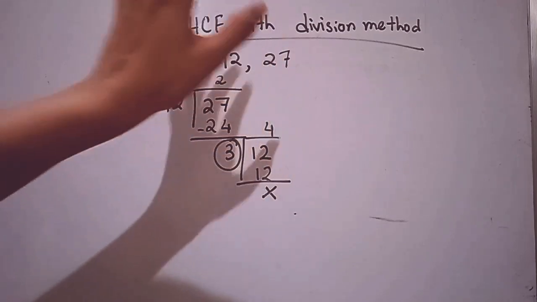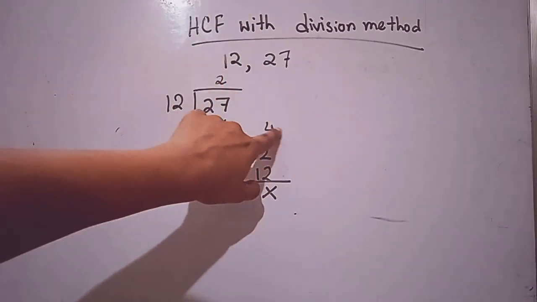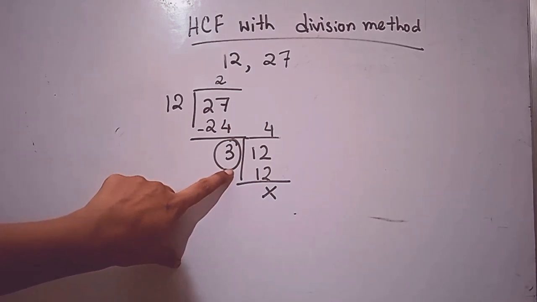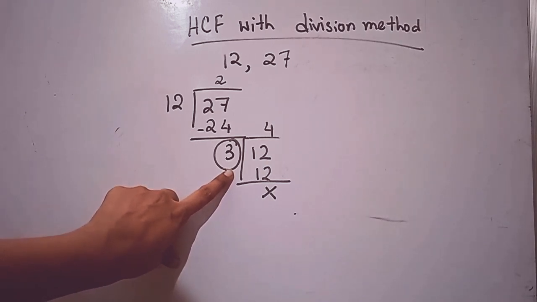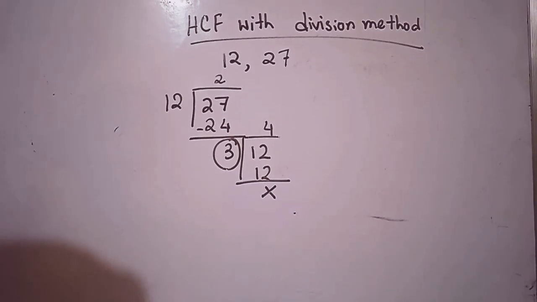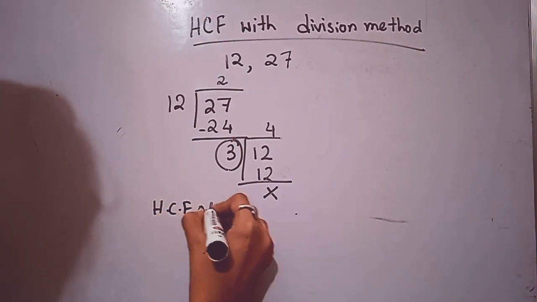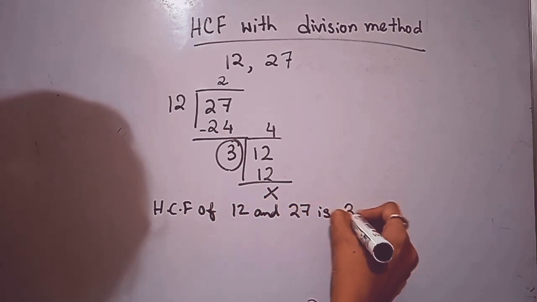But for finding HCF, I will not take the quotient as the answer. I will take the divisor in this last process. I am dividing 12 with the help of this 3, so 3 will be my answer. So the HCF of 12 and 27 is 3.